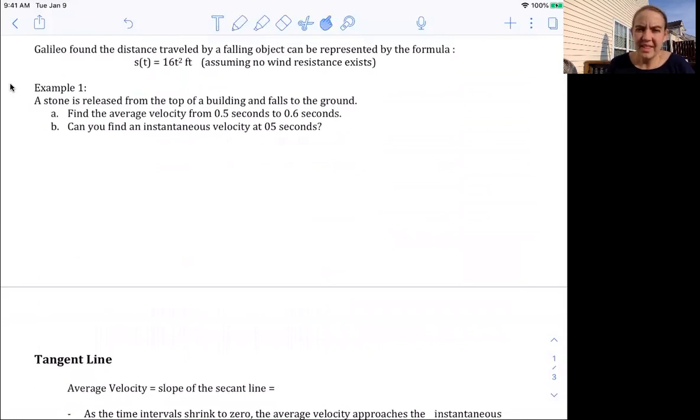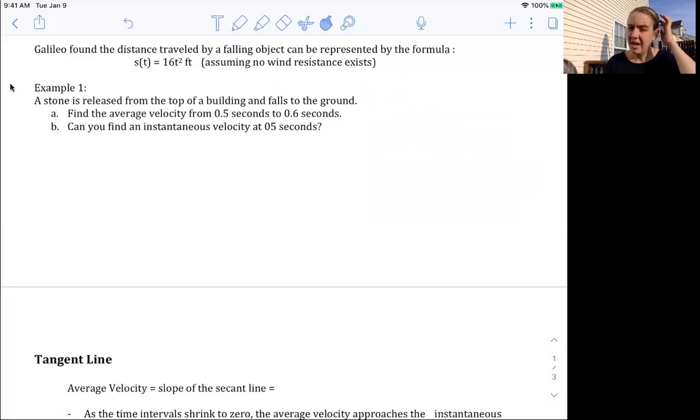Galileo found that the distance traveled by a falling object can be represented by the formula S of t equals 16 t squared feet, assuming no wind resistance exists. So you're going to talk about that friction due to wind in your physics class. We don't have to worry about that with this equation. So 16 t squared feet. If we have an object falling due to gravity, it travels 16 t squared feet.